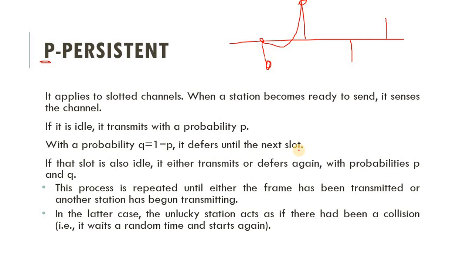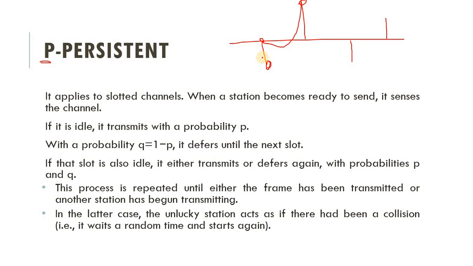As we already know, the probability is between 0 and 1, so a probability is associated with it, and after that it sends the data on the channel. If that slot is also idle, it either transmits or defers again with probability P and Q. This process is repeated until either the frame has been transmitted or another station has begun transmitting. In the latter case, the unlucky station acts as if there had been a collision. So it waits a random time and starts again.